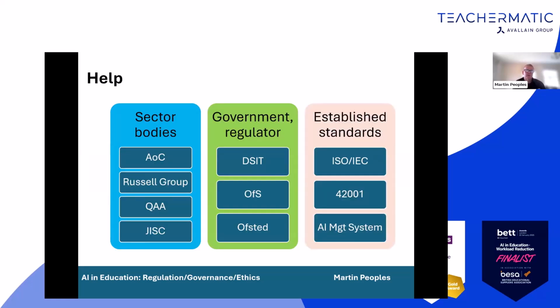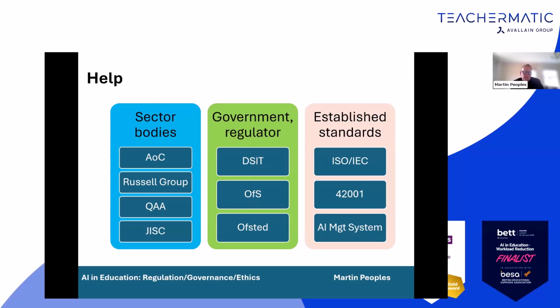Now, there's a lot of help out there that you are probably aware of in your AI future work. So sector bodies like the AoC for colleges and the Russell Group for universities, they have produced a lot of documentation that gives guidance, and QAA likewise. So there's stuff there already, and I'm sure everybody is familiar with it. The government has produced some guidance as well. The Department for Science, Innovation and Technology take the lead in all matters of AI in the government. But also for universities, the Office for Students, and Ofsted for schools and colleges, they provide guidance and so on.